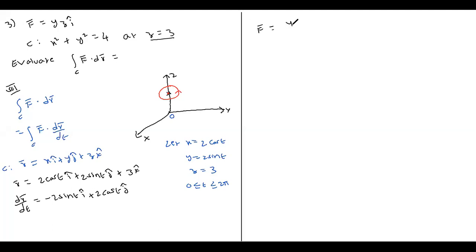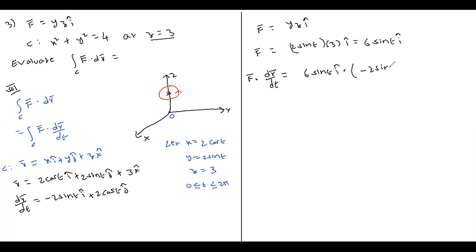F bar is yz i bar. But what is y? Y is 2 sin t, and z is 3. So this is 6 sin t i bar. So what is f bar dot dr bar by dt? F bar dot dr bar by dt is 6 sin t i bar dot product with dr bar by dt, which is minus 2 sin t i bar plus 2 cos t j bar.